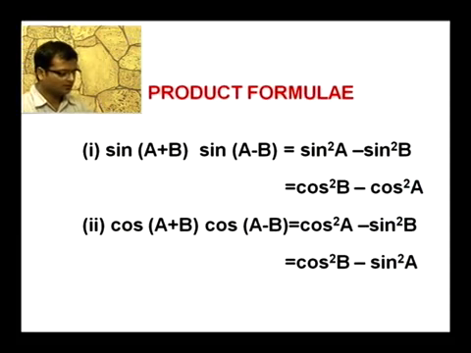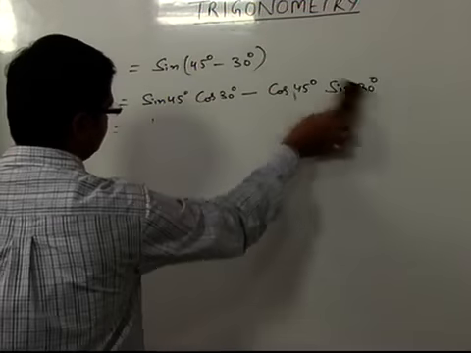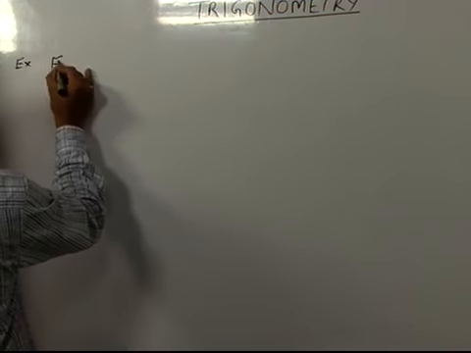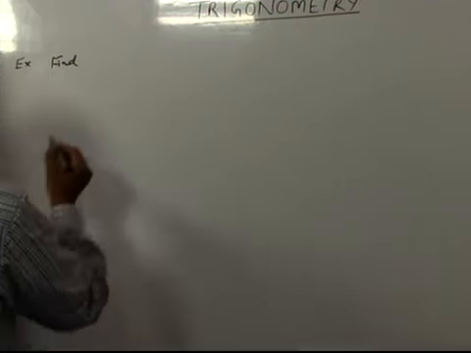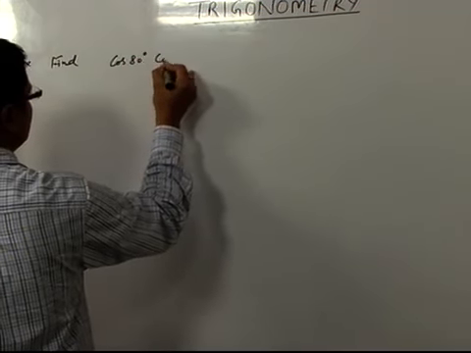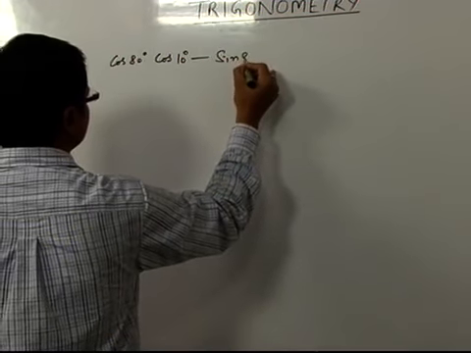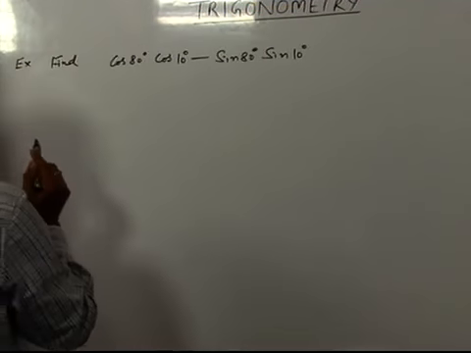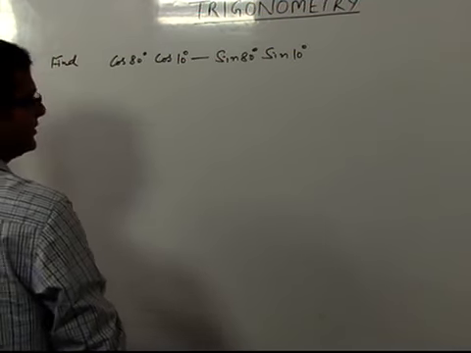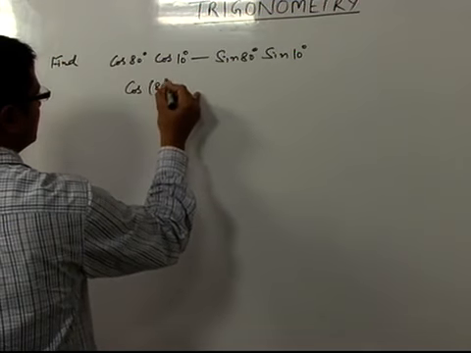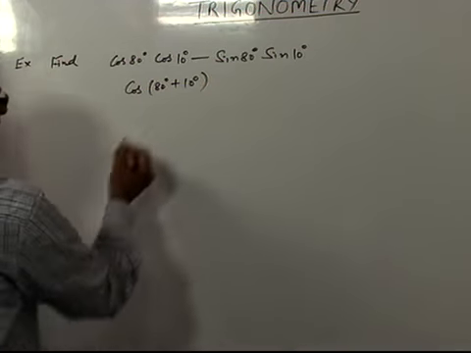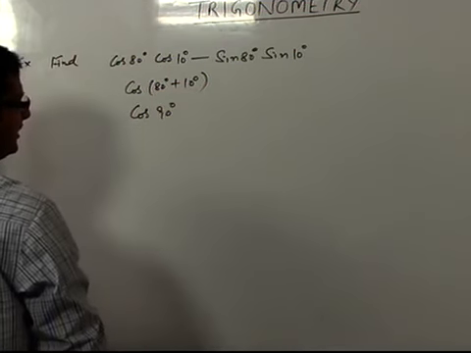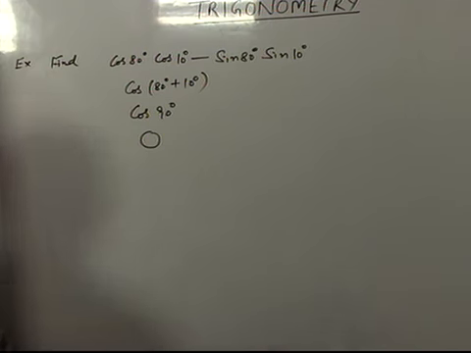Let's take some examples on these addition and subtraction formulae on whiteboard. For example, find cos 80 degree cos 10 degree minus sin 80 degree sin 10 degree. We know cos a cos b minus sin a sin b is cos of a plus b, so it is cos of 80 degree plus 10 degree. Cos of 90 degree, and cos 90 degree is 0.